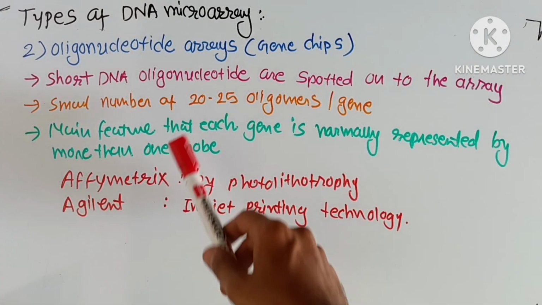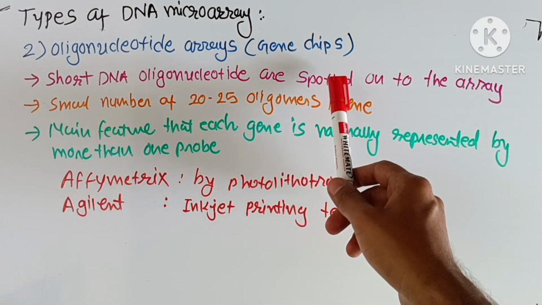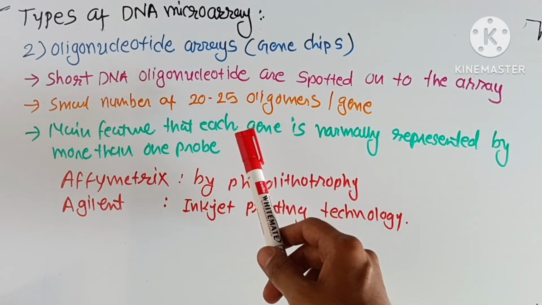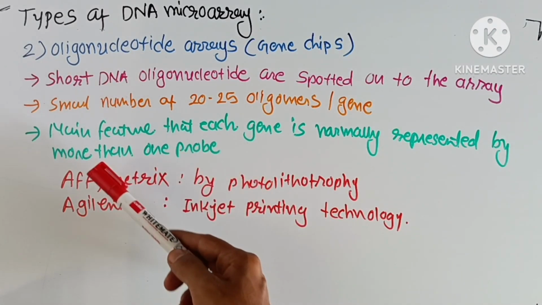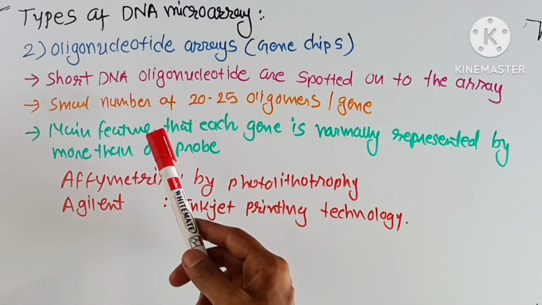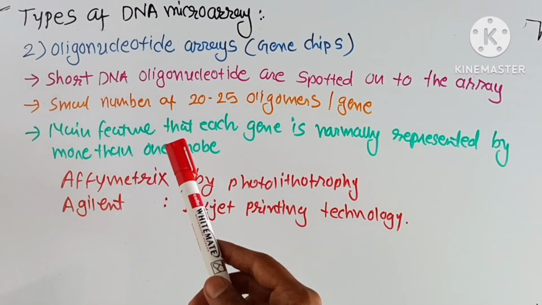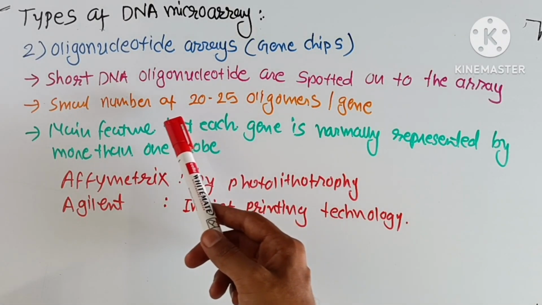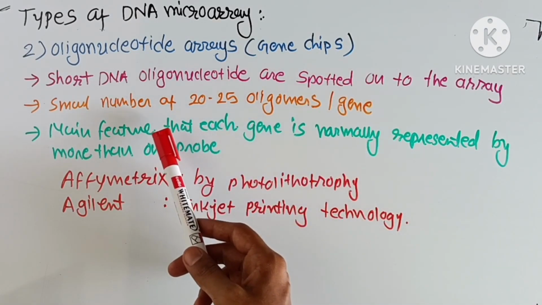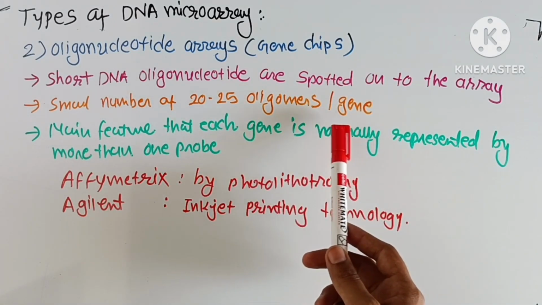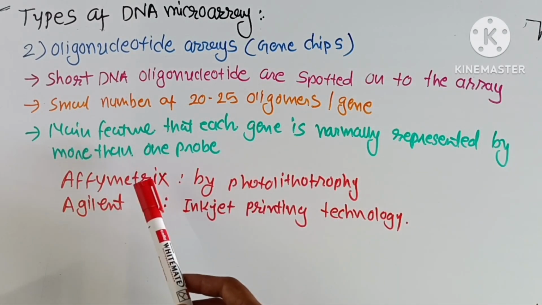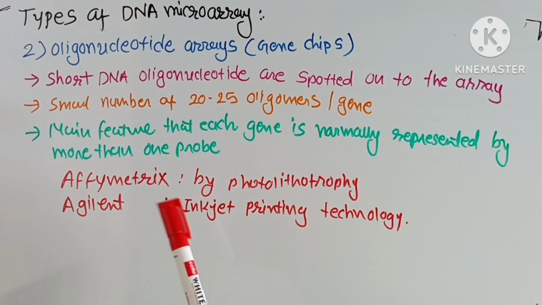Then second, oligonucleotide array, also defined as gene chips. The main difference between the cDNA based microarray and the oligonucleotide array is that here short DNA oligonucleotides are used, and in the cDNA microarray, cDNA is used. Here short DNA oligonucleotides are spotted on the array. Then a small number of 20 to 25 oligomers per gene are represented, and the main feature is that each gene is normally represented by more than one probe. So this is the main feature.